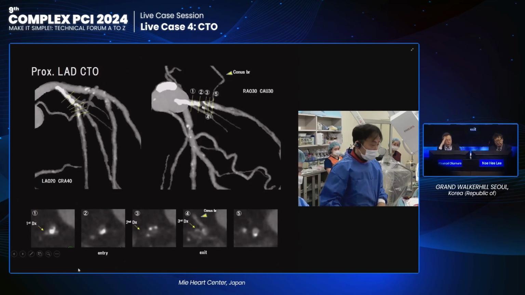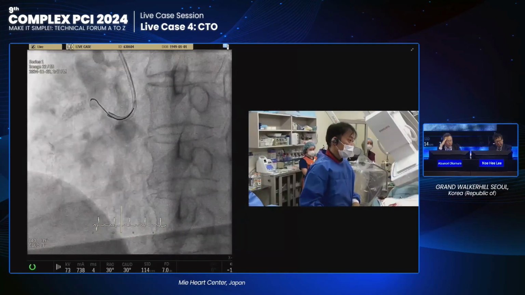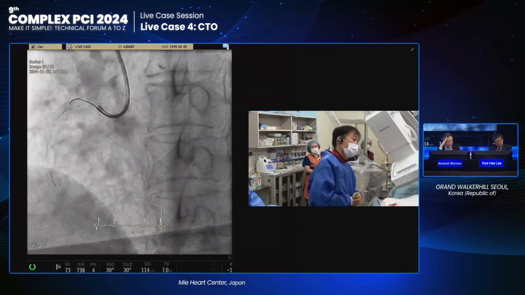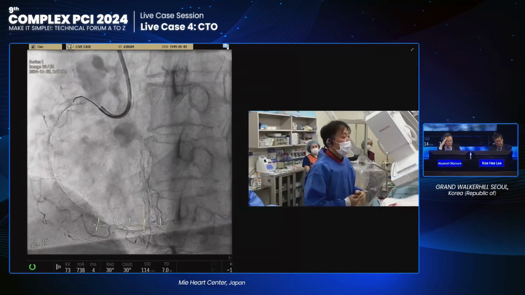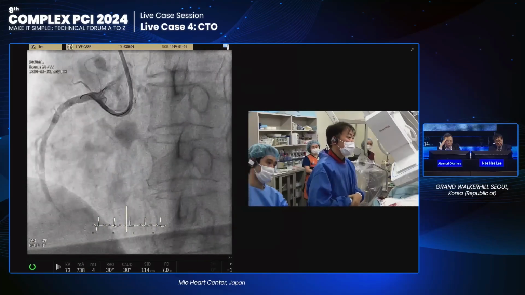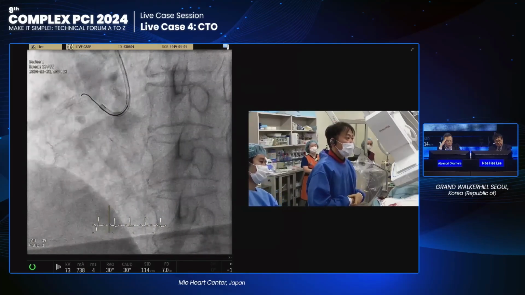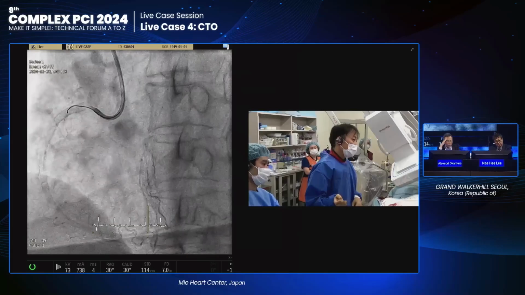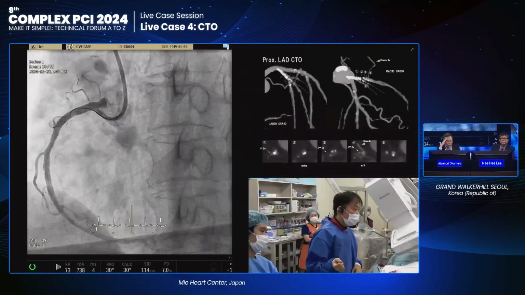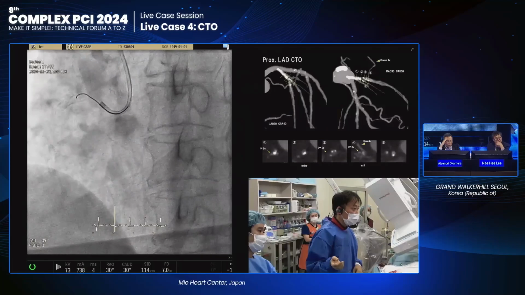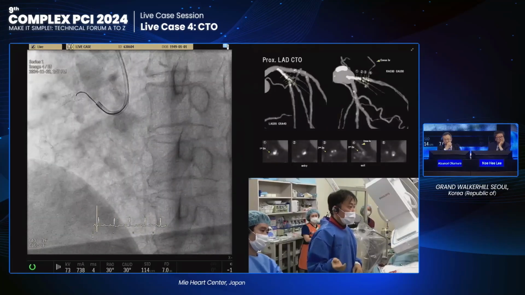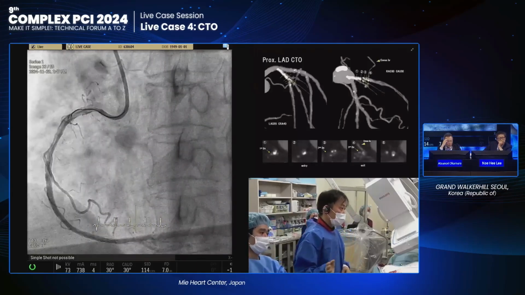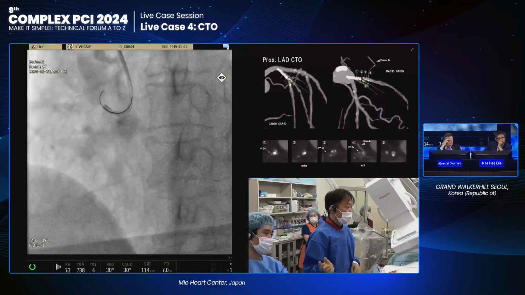So I can show you today's angiogram. Usually in this kind of situation, we try to select the conus branch to do a super selective tip injection to visualize the distal landing zone. But in this case, engagement and insertion of the wire into the conus branch was very difficult, so finally I gave up inserting the wire into the conus branch.